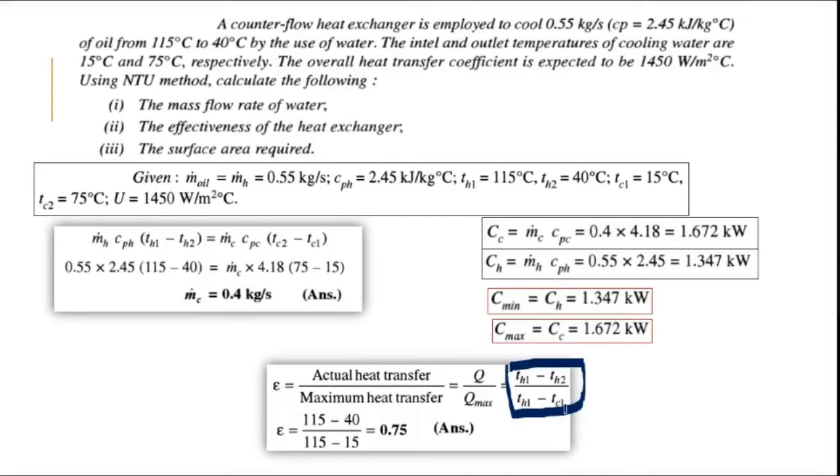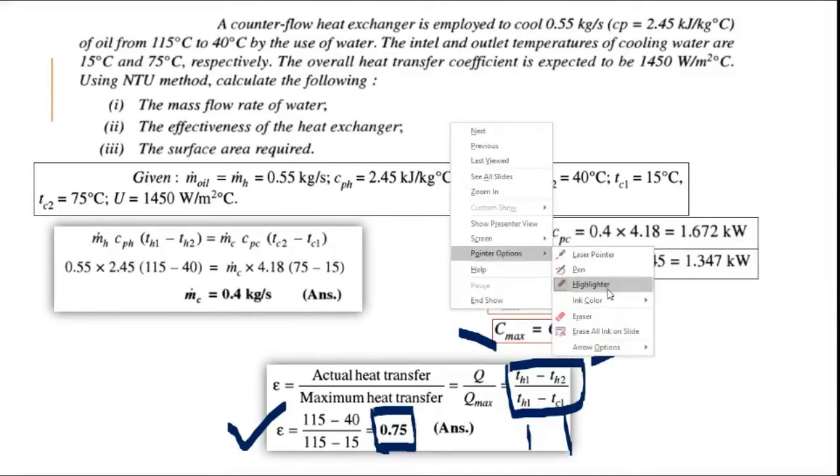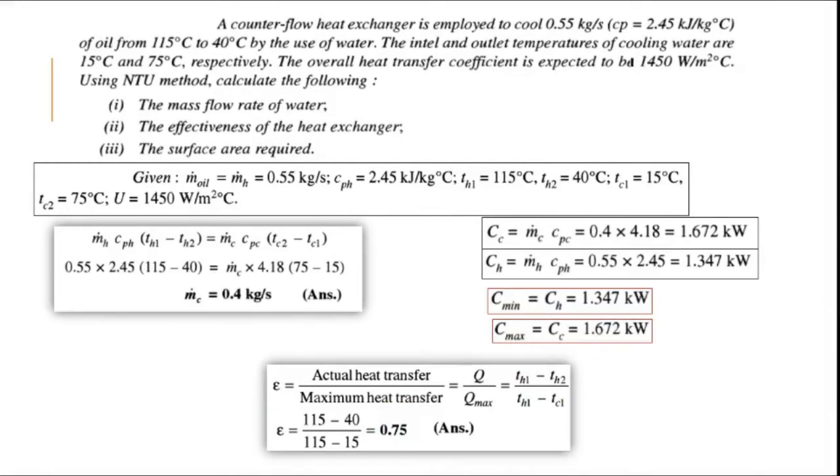This will be TH1 minus TH2 divided by TH1 minus TC1. We have all the temperature values: TH1, TH2, TH1, TC1. So can we find out the effectiveness for this case? Yes, sir. We get that effectiveness is equal to 0.75. Okay. The next part of the question says, till now there was no use of this effectiveness NTU method, but this will be required for the last part.